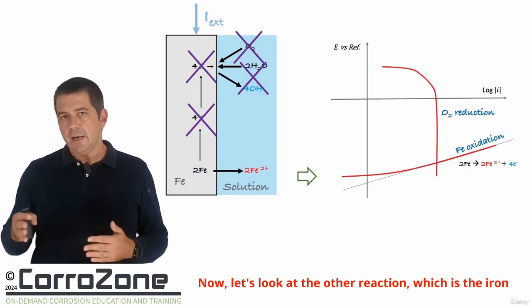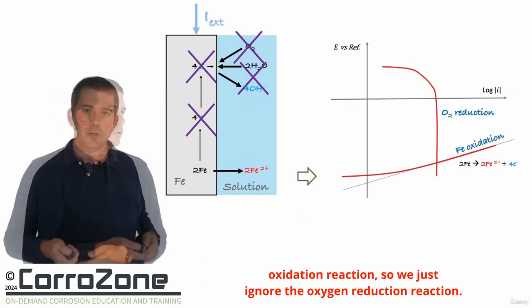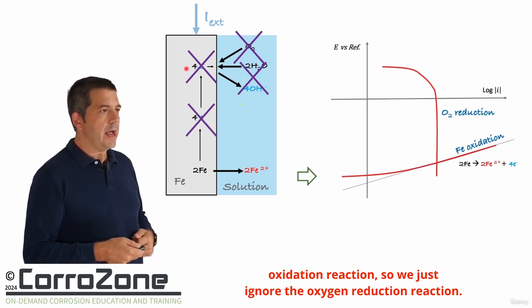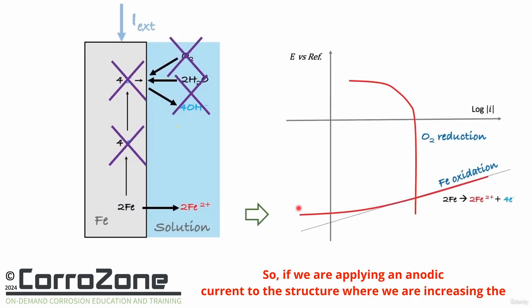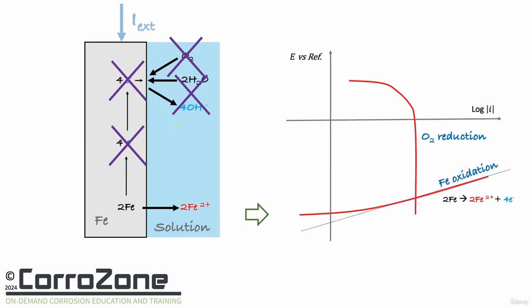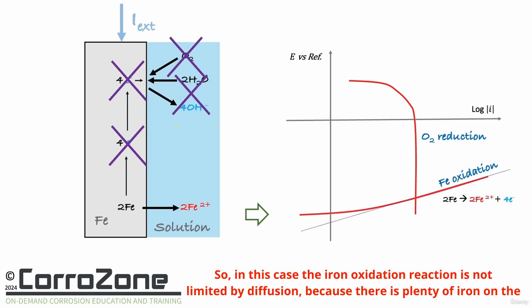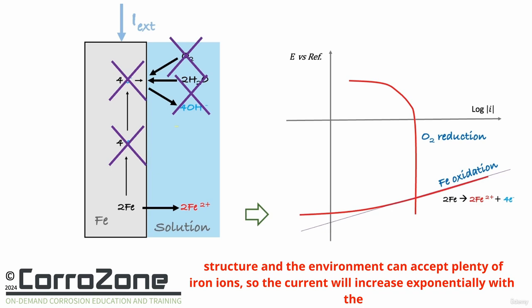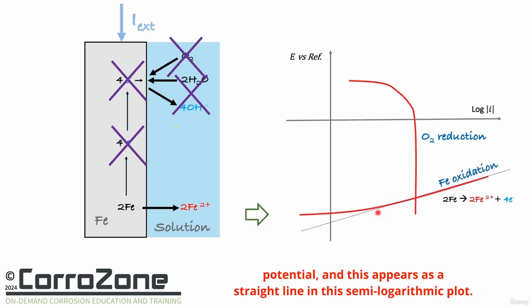Now, let's look at the other reaction, which is the iron oxidation reaction, so we just ignore the oxygen reduction reaction. If we apply an anodic current to the structure, we are increasing the potential of the electrode, and the current associated with the iron oxidation will increase. In this case, the iron oxidation reaction is not limited by diffusion, because there is plenty of iron on the structure and the environment can accept plenty of iron ions. So the current will increase exponentially with the potential, and this appears as a straight line in this semi-logarithmic plot.